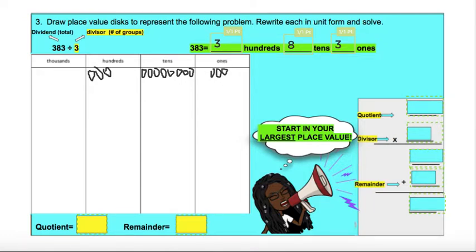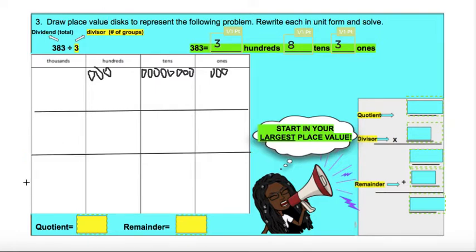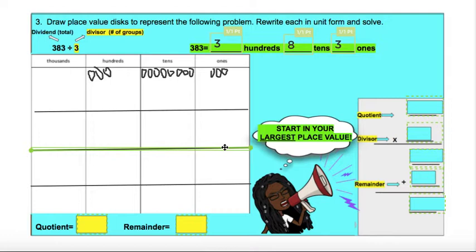And how many groups am I breaking this place value chart into? Look at your divisor. Good. 3 groups. Y'all, because this is YouTube, remember, y'all can pause the video if you need to have extra think time. Don't feel like just because I'm asking you a question, you have to answer as quickly as I'm responding. Take your time if you need to.